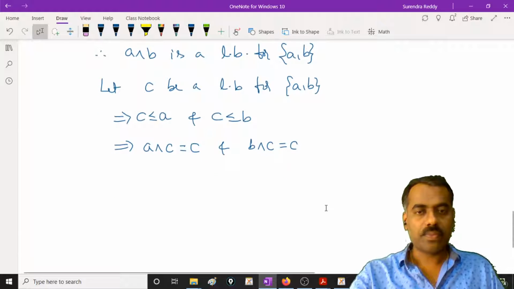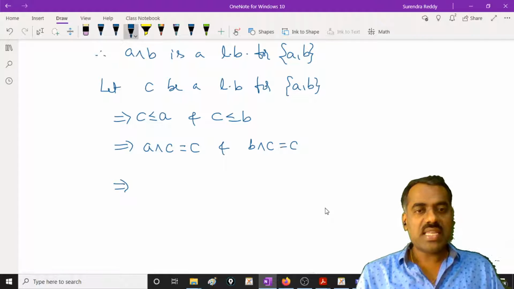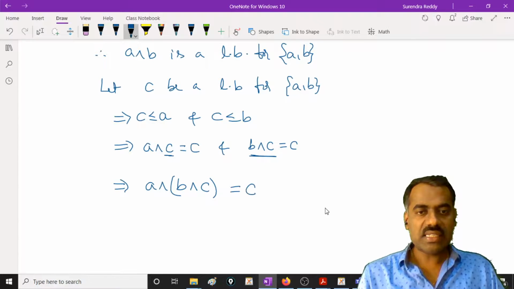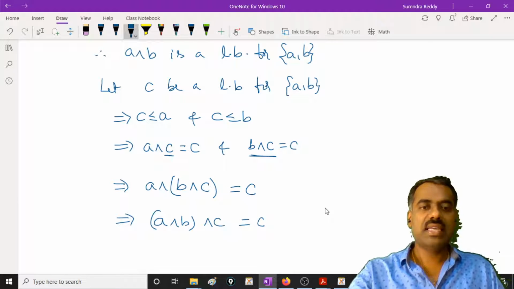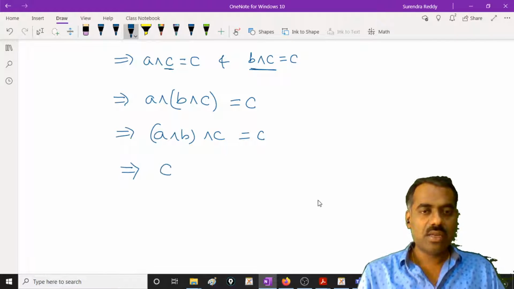Are you following? Yes. Now in this, you can use anything here. In place of this C, I can use A meet B. So B meet C is C, but this is the same as (A meet B) meet C, which is the same as C, right? So when you are meeting these two elements, we are getting one of the elements. That means this is the smaller element. This shows that C is less than or equal to A meet B.